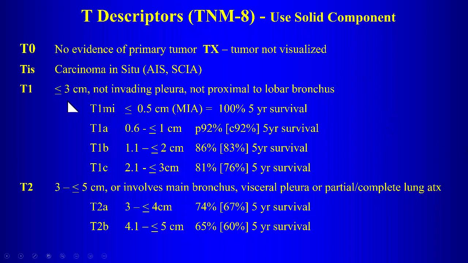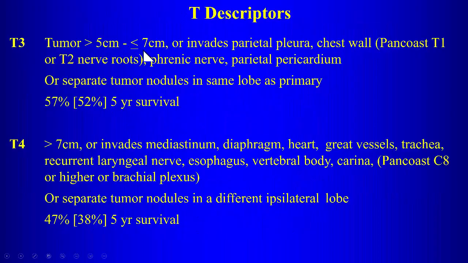T1 is less than or equal to 3 centimeters. T2 is between 3 and 5 centimeters. T3 is between 5 and 7. T4 is greater than 7. The other difference between a T3 and a T4 tumor has to do with structures that are invaded.